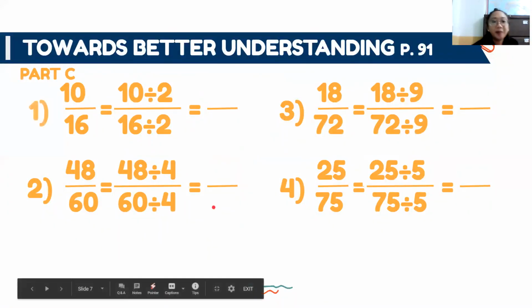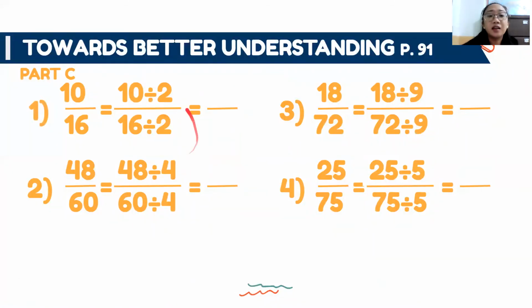So number 1, we have here 10 over 16. If we divide 10 over 16 by 2 over 2, we'll get 10 divided by 2, numerators first, 5, denominator, 16 divided by 2, 5/8. How about for item 2, we will divide by 4 over 4. 48 divided by 4 is 12. 60 divided by 4 is 15.